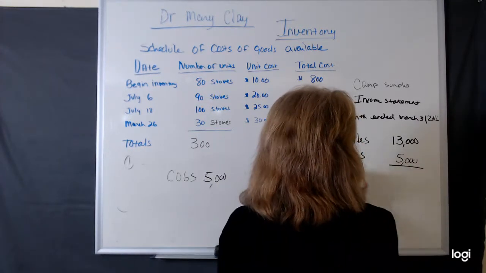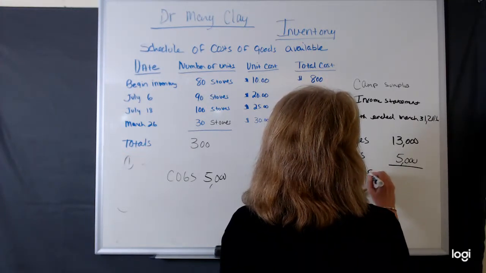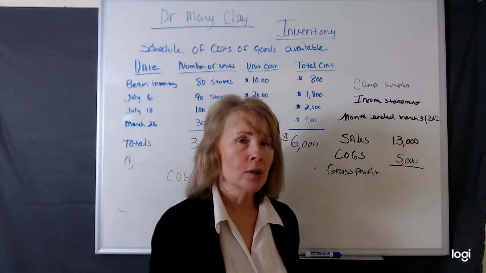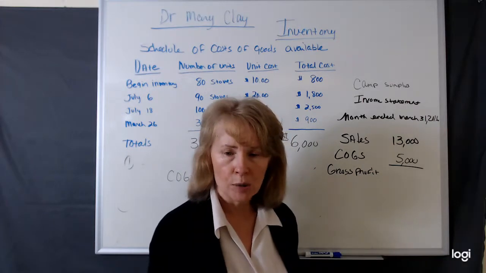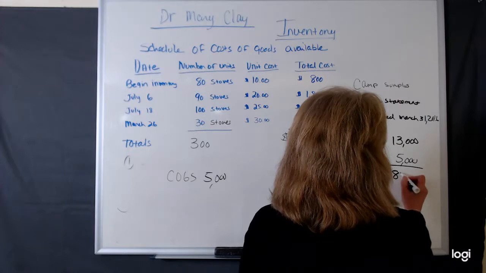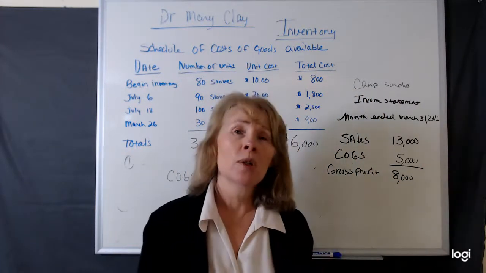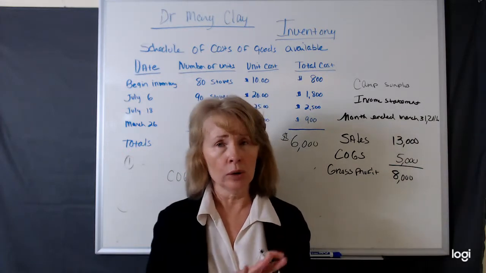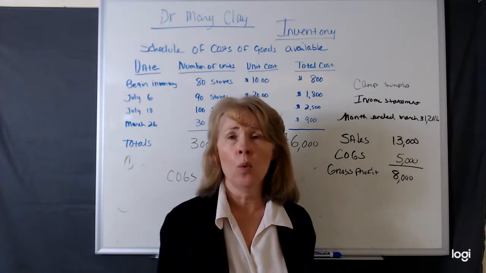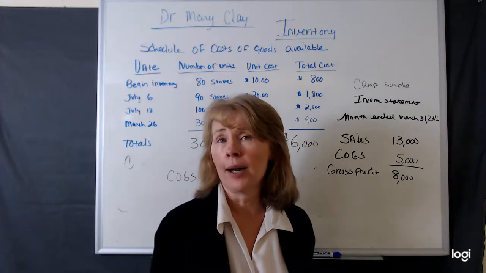Now I figure out the gross profit. How do I do that? I'm going to take the sales minus cost of goods sold, and that will give me my gross profit. When I do that, 13,000 minus 5,000 gives me 8,000. Okay? Gross profit, one more time, sales minus cost of goods sold. Completely separate. Companies want to see cost of goods sold separately. Why? They want to see what it's costing them to make that product or to sell that product.